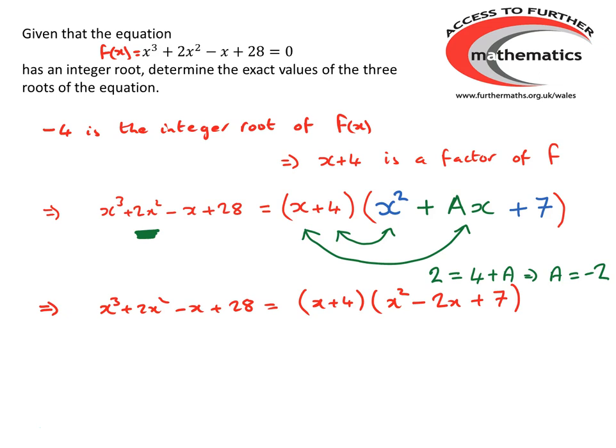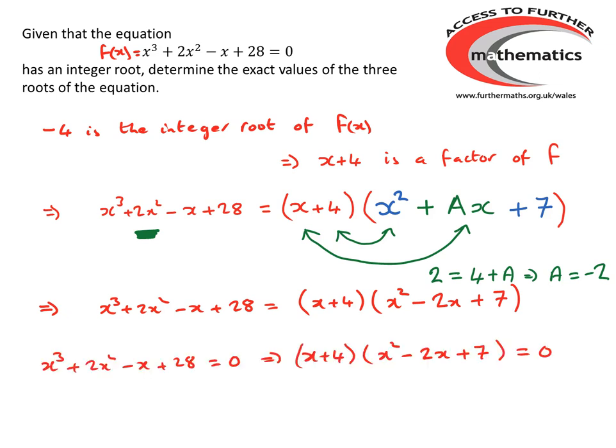One could even check at this stage that the x terms also work. Where will the x terms come from when we multiply out the right hand side? Well, the x terms will come from the x times 7, which gives me plus 7x, together with the 4 times minus 2x, which gives me minus 8x. So I've got 7x together with minus 8x, which gives me minus x, which is exactly what I want when I look at the left hand side. So I've got my factorisation now.